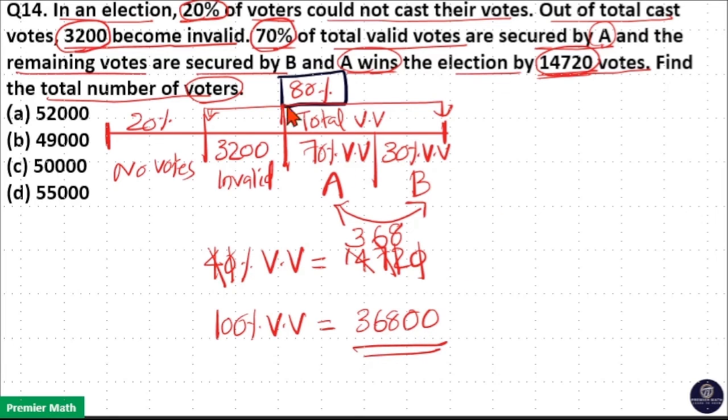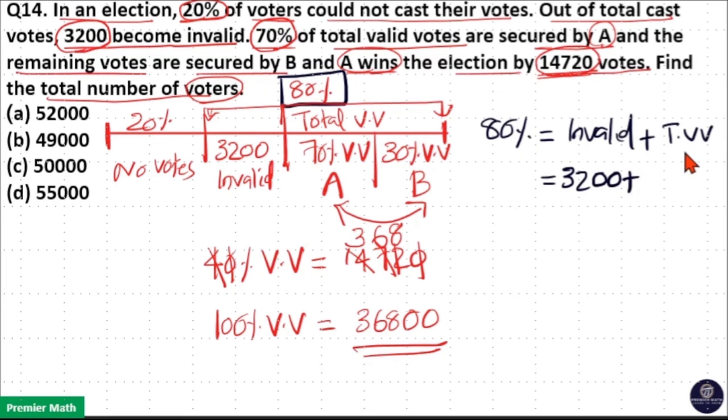Then what is 80%? 80% is invalid vote plus total valid vote, which is equal to invalid vote 3,200 plus total valid vote 36,800, which is equal to 40,000. So here 80% is 40,000. 40 goes 2 times in 80. So 2% is 1k.